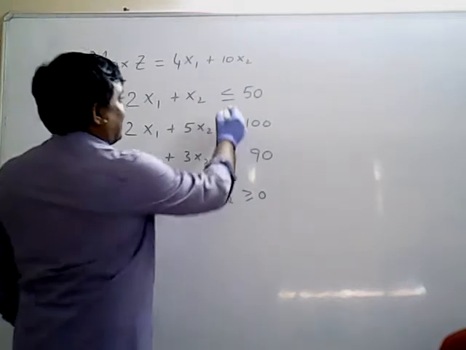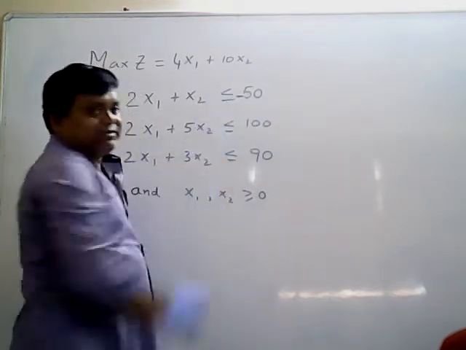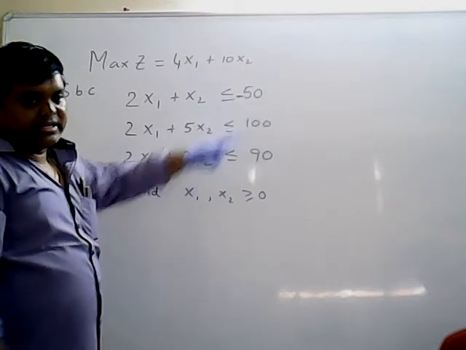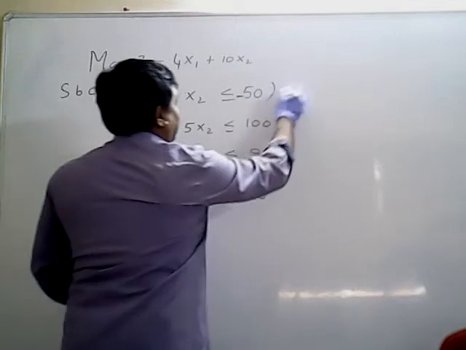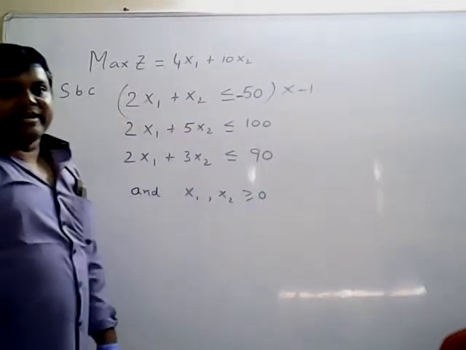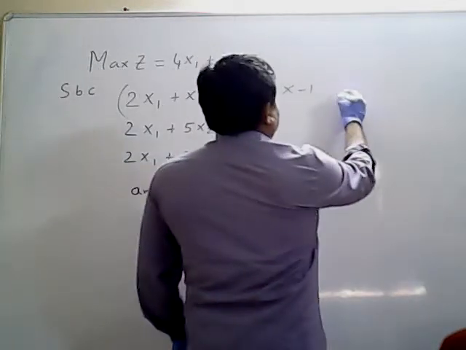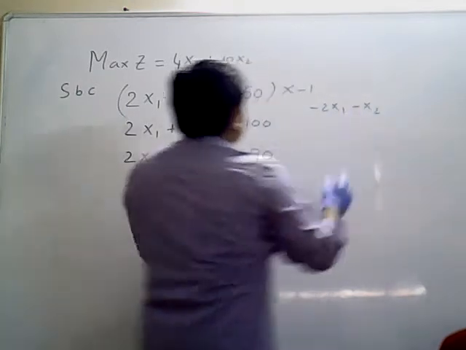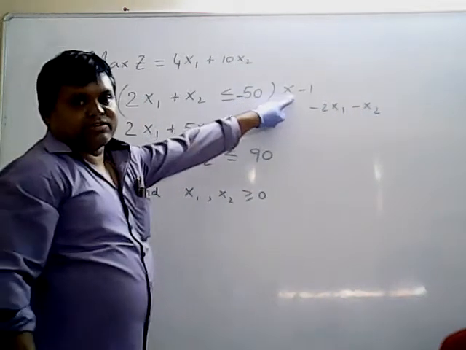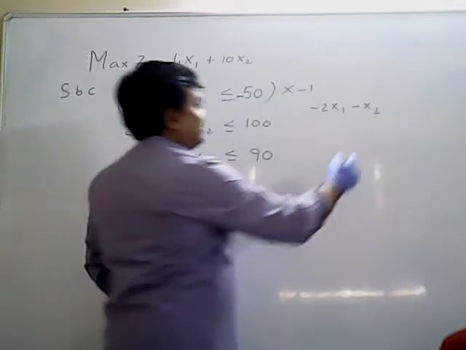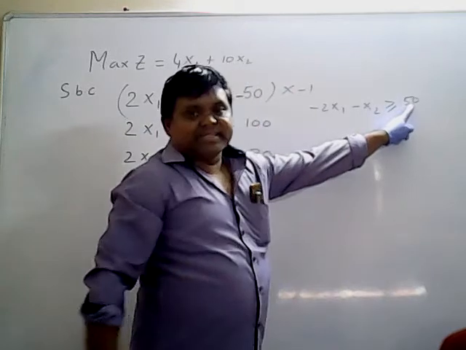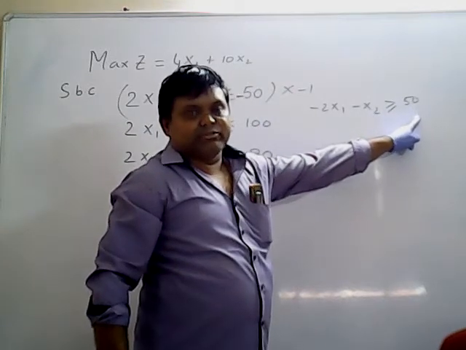If any one value is negative, suppose minus 50 is given, then multiply that constraint into minus 1. That means what you will get? Minus 2x1 minus x2. Now, minus you are multiplying, minus 1 you are multiplying means what you will get? You will get less than equal to becomes greater than equal to 50, so that this negative becomes positive.